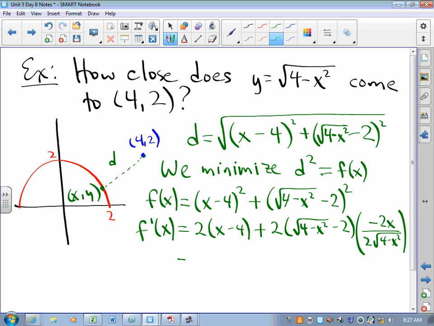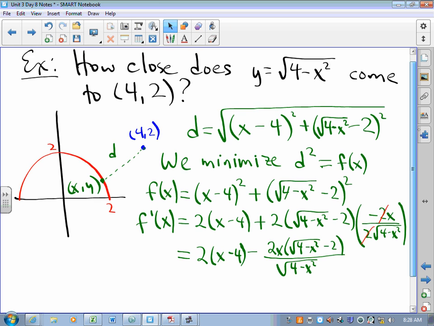So what does that give me? That's 2 times (x minus 4) plus, wow, that is ugly. That is daggone ugly. It's a minus 2x times (radical 4 minus x squared minus 2) over radical 4 minus x squared.